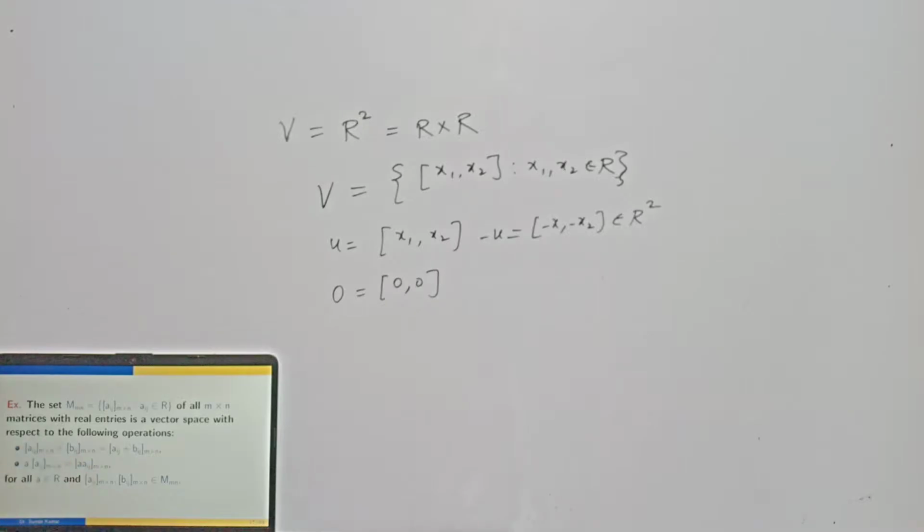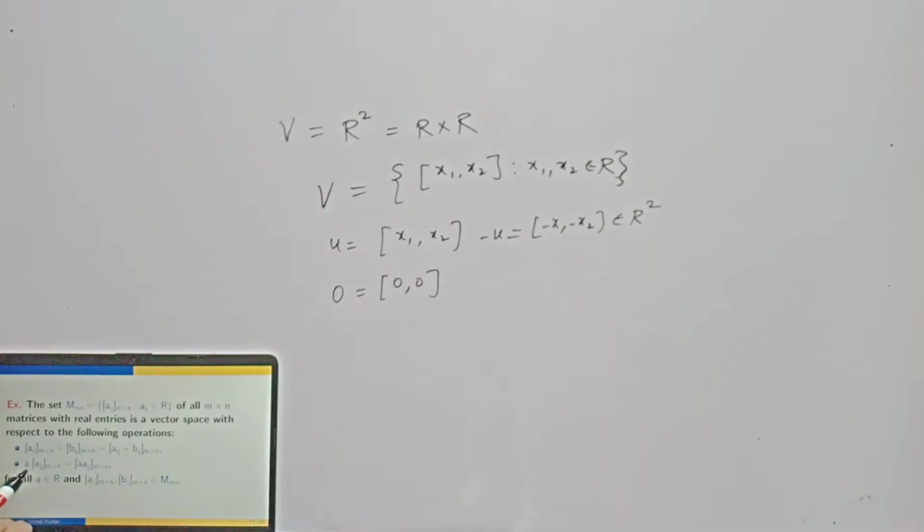What is this set, M_mn? Collection of all matrices of order m cross n. In the matrices, all entries are real numbers. So M_mn is the set of all m cross n matrices with real entries. This forms a vector space under these two operations of vector addition and scalar multiplication. So what is the vector addition? You can understand it is simply addition of two matrices. The ij-th element of the first matrix is added to the ij-th element of the second matrix.